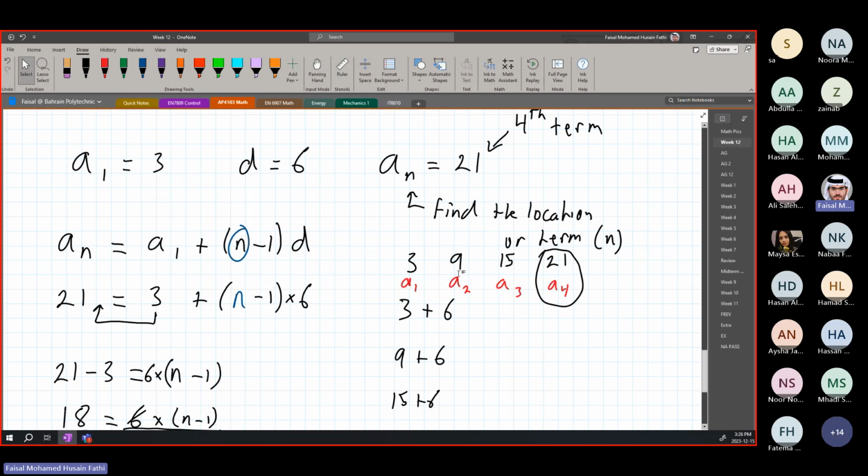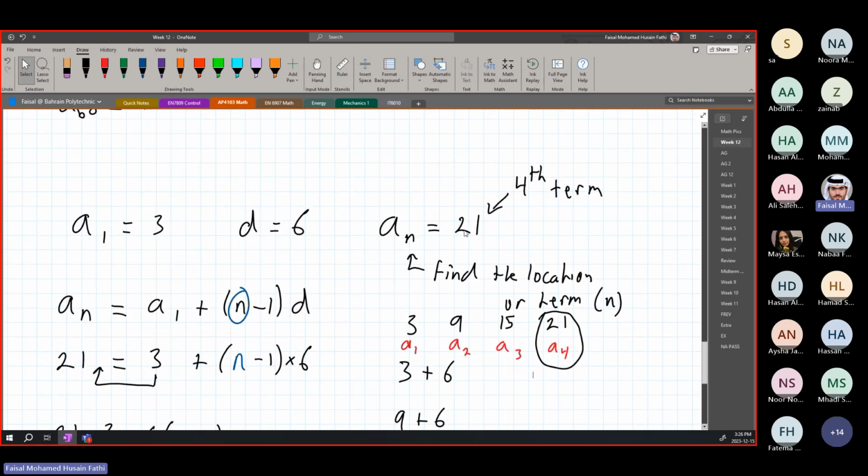In the last case, isn't 21 the n? No. 21 is not the n. 21 is an. It was given that 21 is an.